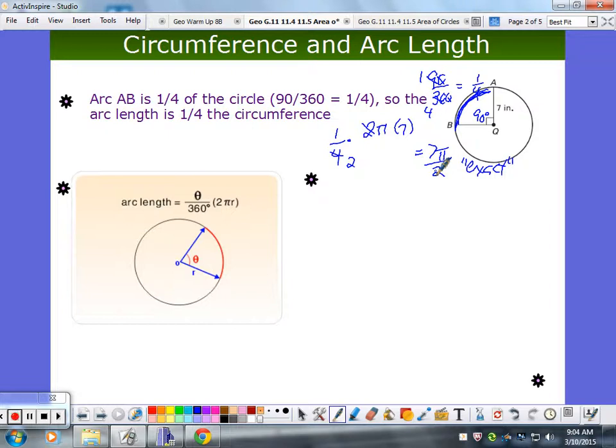Pi is an irrational number, 3.1415. How long can I be saying pi? Forever, right? It never ends. It's an irrational number. So once I multiply something by an estimate of pi, I'm getting an estimate.